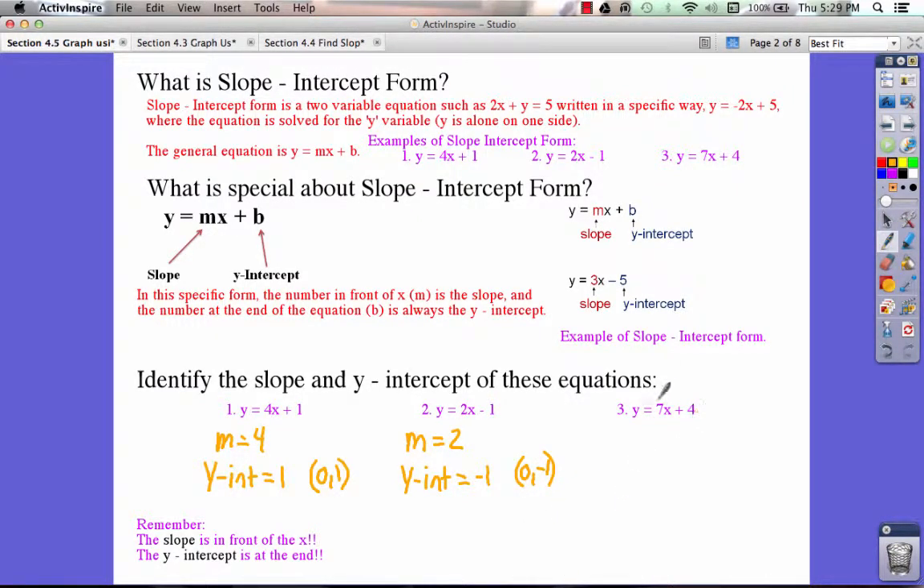Let's look at number 3. Y equals 7x plus 4. The number in front of x is 7, so that must be the slope. Because we have y by itself, it's in slope-intercept form, so the number in front of x is the slope. And the number at the end is the y-intercept, which we know to be a positive 4. So that means our coordinate for the y-intercept will be 0, comma 4. And that's one of the steps we're going to use when we graph equations: identify the slope and y-intercept of these equations.